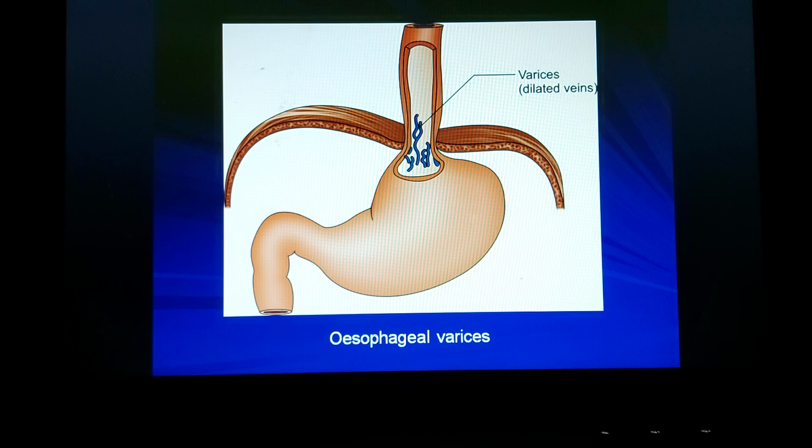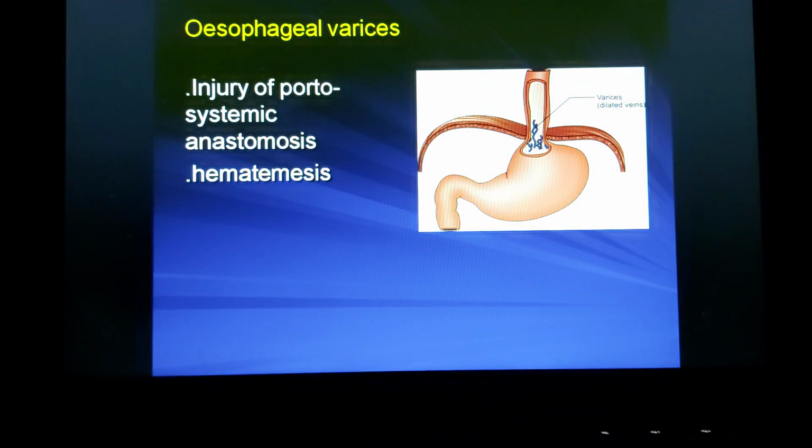Coming to the esophageal varices. Here we can see these esophageal varices. These esophageal varices are mainly formed by the injury of portosystemic anastomosis. Injury of portosystemic anastomosis gives rise to the formation of esophageal varices and also gives rise to hematemesis. So this is about the applied anatomy of the esophagus.